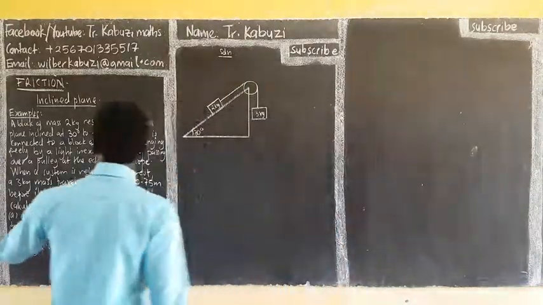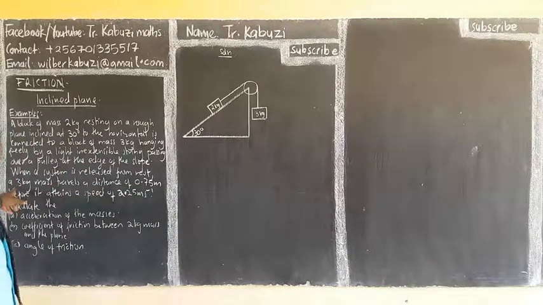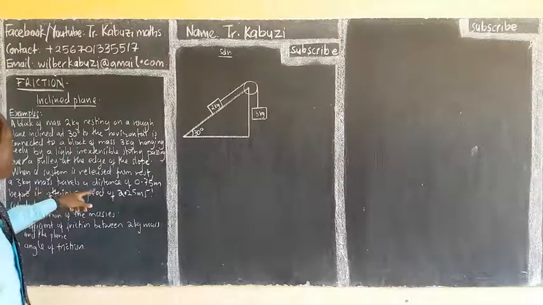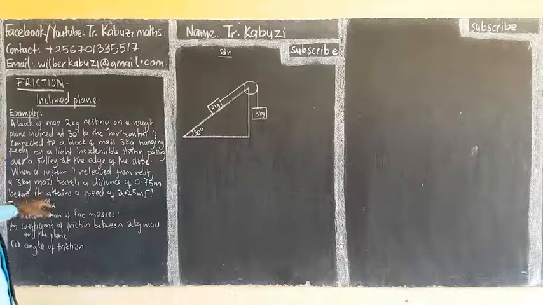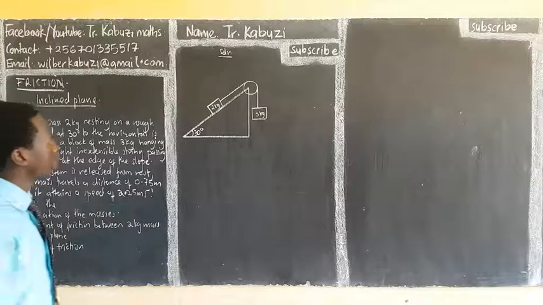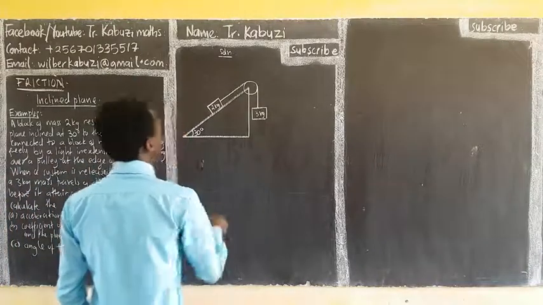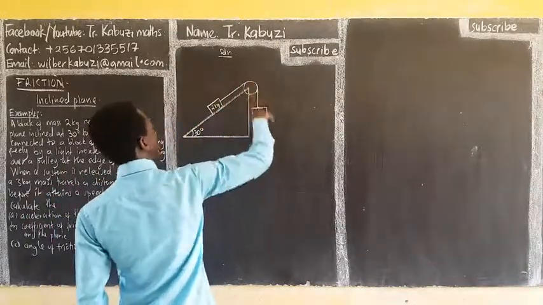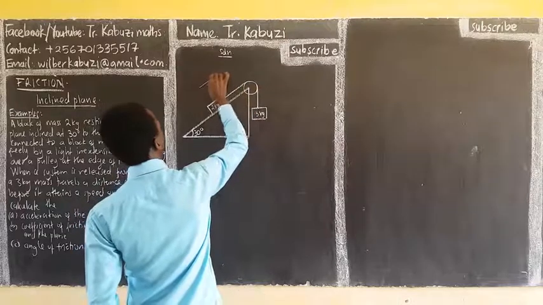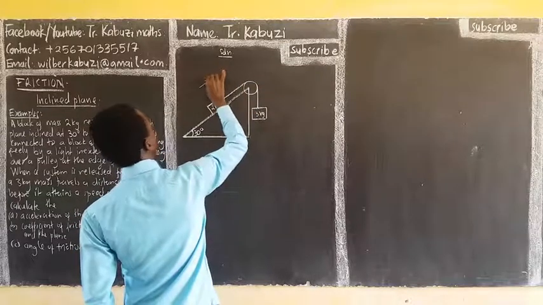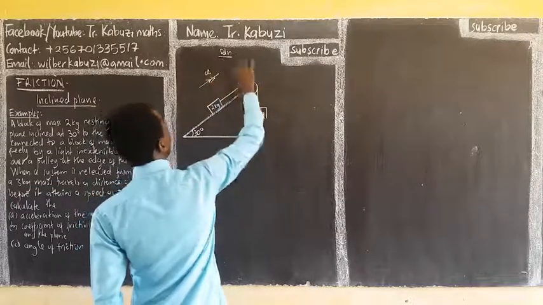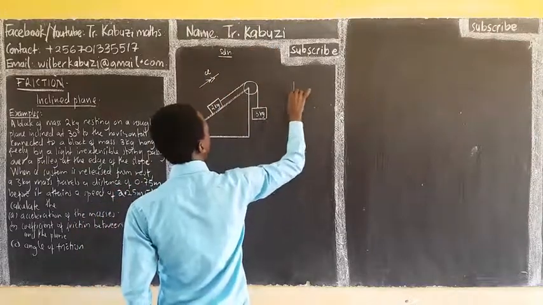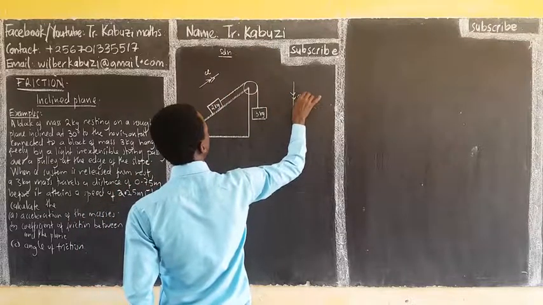When the system is released from rest, the 3 kilogram mass travels a distance of 0.5 meters before it attains a speed of 2.5 meters per second. That is the acceleration of the masses. So when it's released, the 3 kilogram mass is going to be the one pulling, so we are going to have our acceleration in that direction.